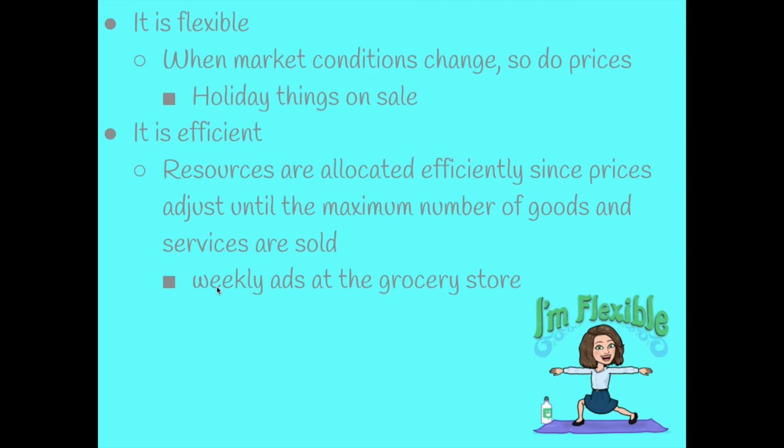Right now, we don't want that flexibility because there is a toilet paper, paper towel, napkin shortage. We don't want the flexibility of prices going up on those products because there is a shortage. So that's when the government can step in and say no price gouging, right? You can't raise the prices because you know there's a limited supply of these goods. And then the last characteristic of the price system is that it is efficient.